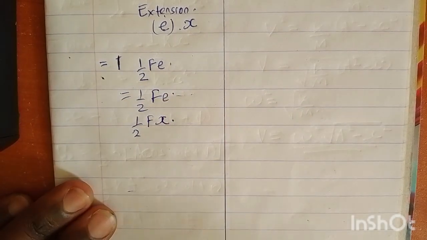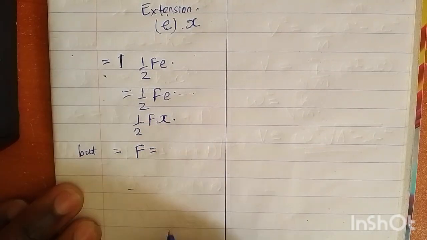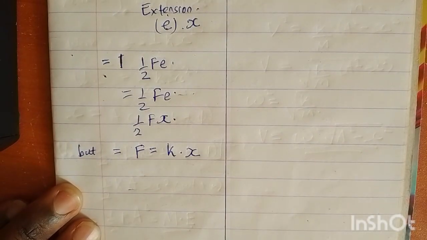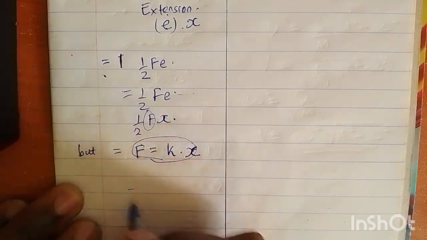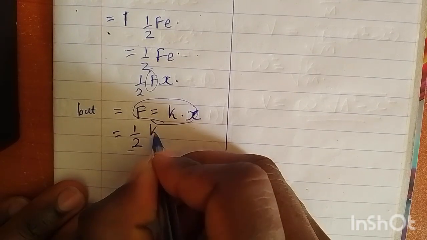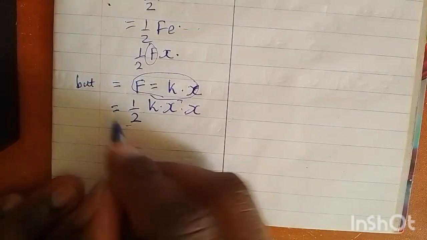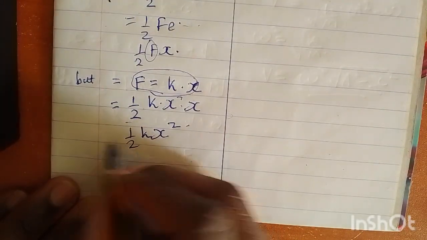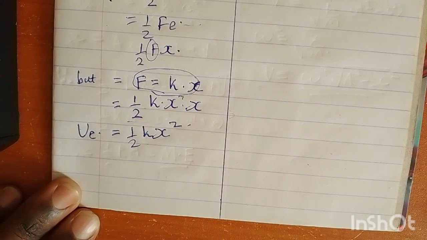So that gives us half Fx in that case. But what we do know is that the force on a spring is given by the spring constant k multiplied by the extension of the spring x. Substituting this here, we get half kx multiplied by x, which gives half kx squared. And this now becomes our potential energy, UE.